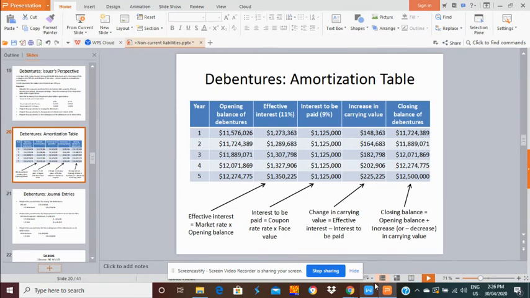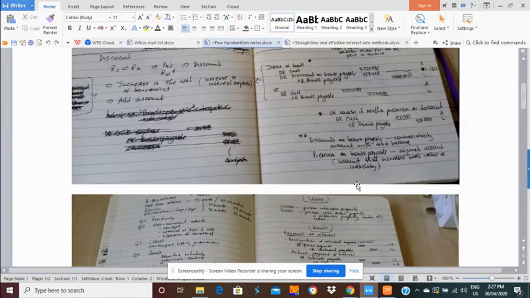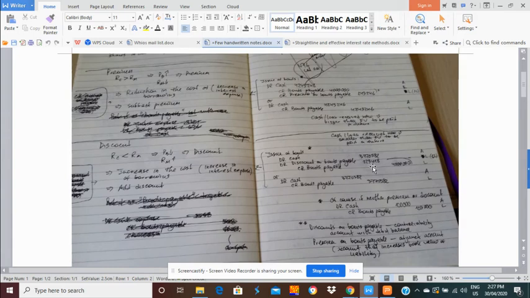If we did in this example, you would first find the difference between 12.5 million minus 11.57 million. So the total value of the discount is 930,000 and you will divide it by 5. And every year you will have 186,000.